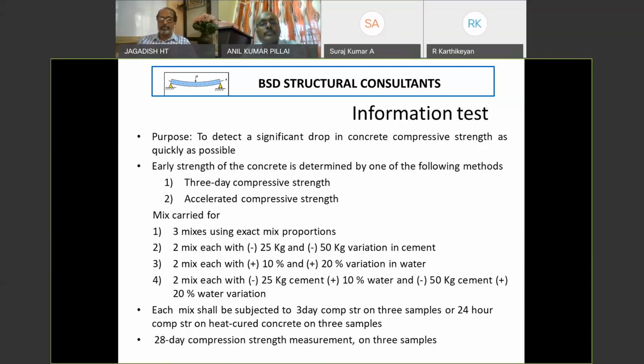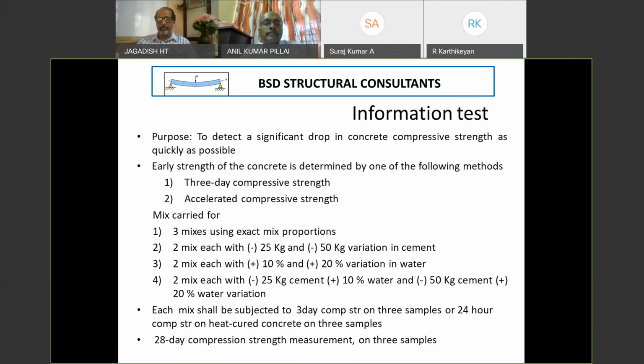2 mixes each with +10% and +20% variation in water. Again, that's also quite high. 2 mixes each with -25 kg and +10% water, and again 2 mixes with -50 kg and +20% water. These many mixes we do. 3 plus 6, so 9 mixes are done.